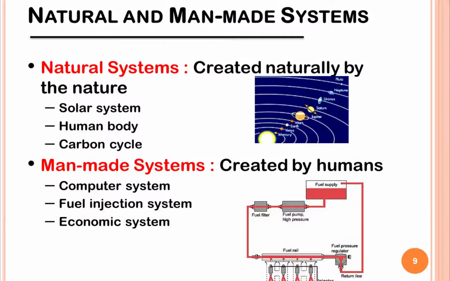Some natural systems are the solar system, which was made automatically. Even the human body is another example of a natural system. The carbon cycle is another natural system. Examples of man-made systems are the computer system made by humans, the fuel injection system of a vehicle, which is injecting fuel for the engine, that's also man-made. The economic system, which is made by the government and is running in the country, is also made by humans.